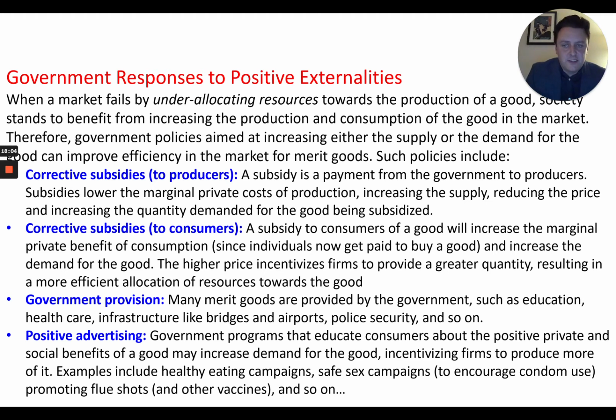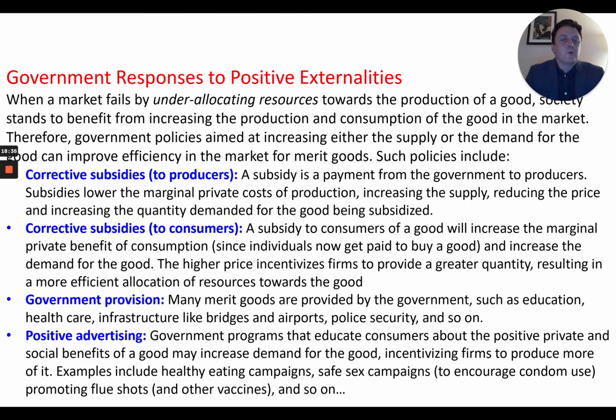Such policies could include corrective subsidies to producers. A subsidy is a payment from government direct to producers. Subsidies lower the marginal private costs of production. It will increase supply, reducing the price, and increase the quantity demanded of the goods being subsidised. You could give subsidies to consumers, directly to consumers, like education grants, for example.